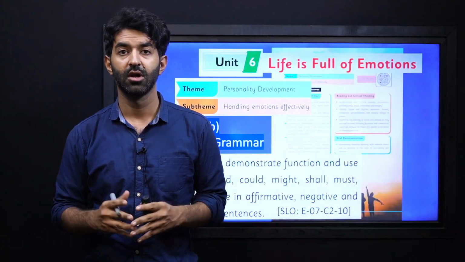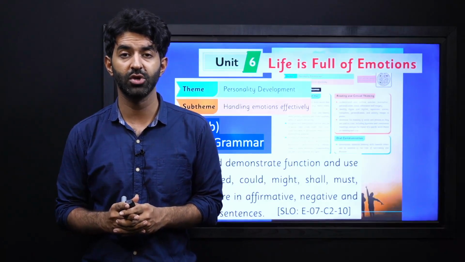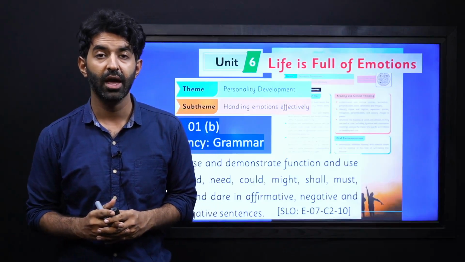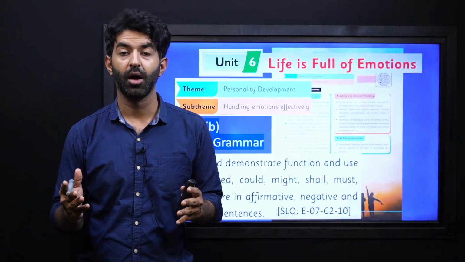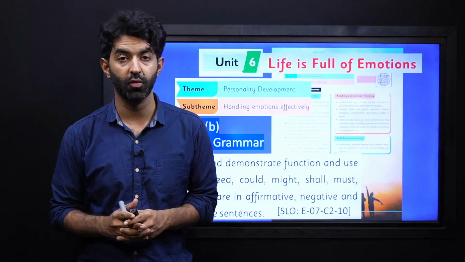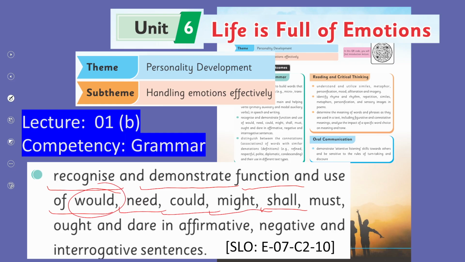Students, let's learn about modal verbs or modal auxiliary verbs today. This is our lecture number 1B, and this is a continuity of the previous lecture where we talked about main verbs and auxiliary verbs. Now, today we have the SLO: recognize and demonstrate functions and use of would, need, could, might, shall, must, ought, and dare in affirmative, positive, negative, and interrogative sentences.